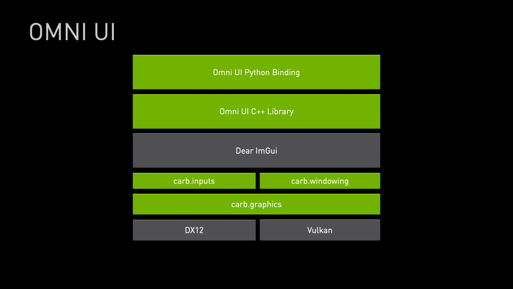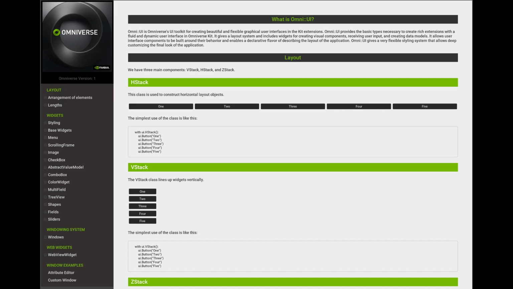Here's what the stack looks like. We already discussed Dear ImGui being one of the pieces. At the lower level, the graphics API. We have levels of abstraction for graphics, input, and windowing that enable us to be cross-platform and cross-rendering API. And then on the top, we're building our OmniUI C++ library to enrich all of these ImGui widgets. And all of those are Python bound, so you can interact with them completely in Python, leveraging the full speed of the C++ API.